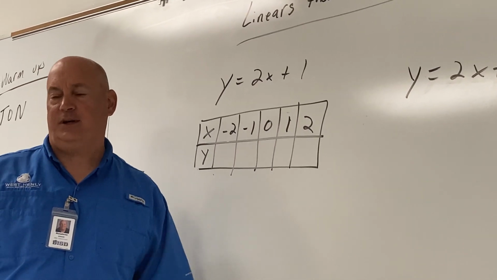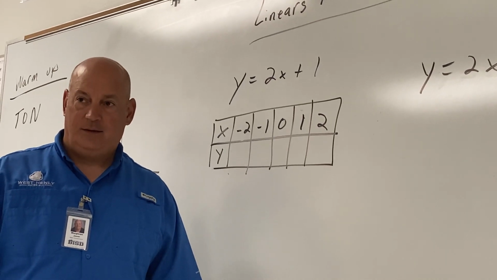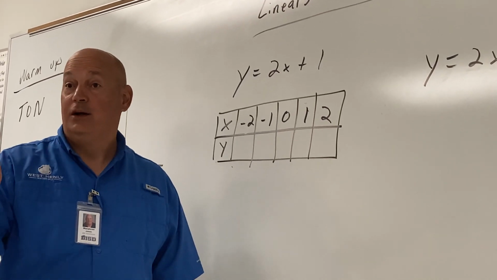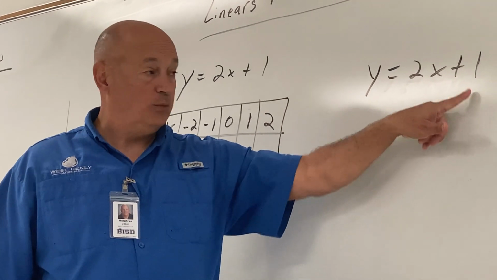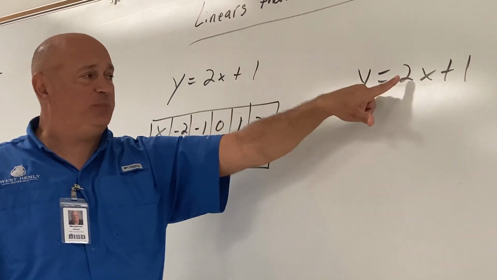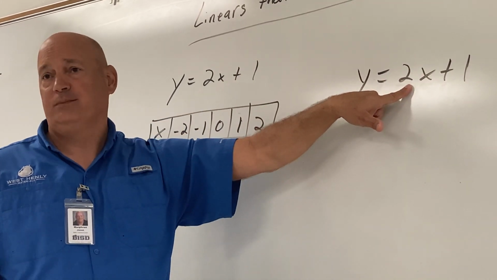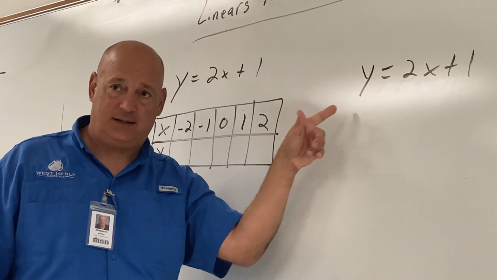Porter, take a shot. Y equals 2 times x plus 1. Good. I like that better. 2 times x plus 1 more. Are you with me? If you want to know what y is, you got to multiply x times 2 and then add 1 more to it. That will be the number y needs to be.